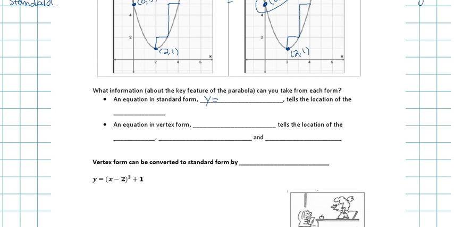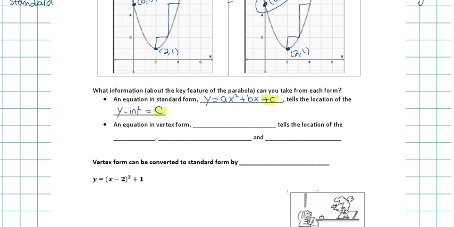Good. It tells the location of the y-intercept, which equals c, which is the last constant. Yeah, it's the constant in your equation. Are we okay with this?